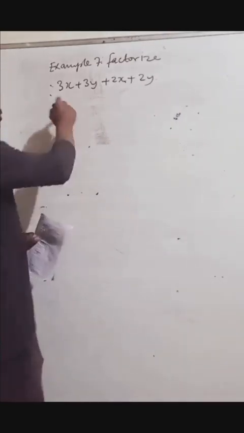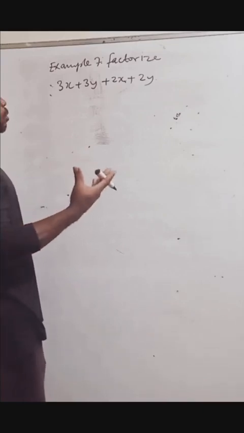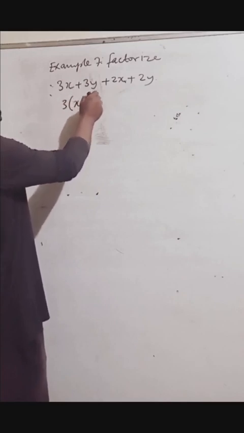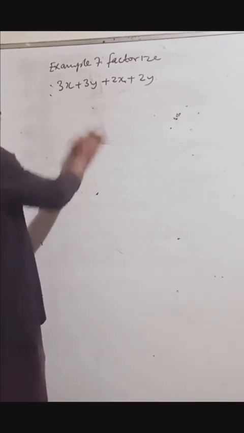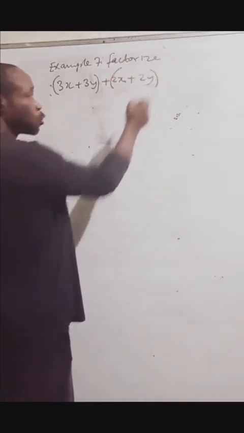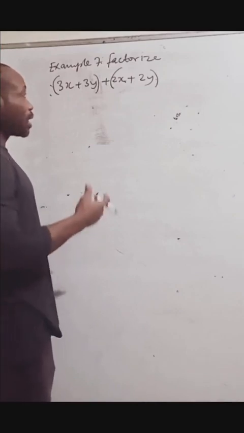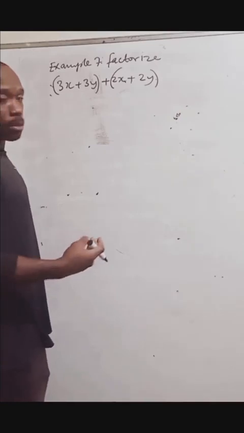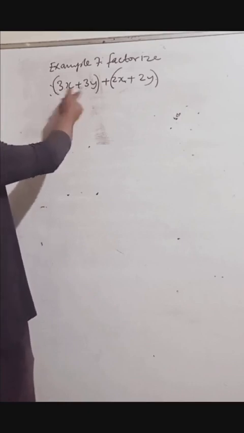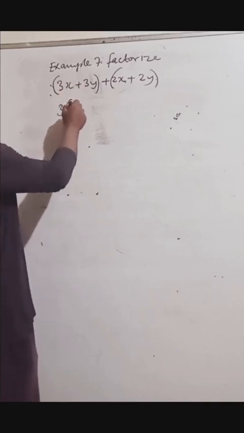So if you look through the expression, you will discover that 3x plus 3y has a common factor, and the common factor is 3. Therefore, this can be expressed as 3 multiplied by x plus y. Or what you do, first of all, you group the terms that have a common factor. So that is where the term grouping came from. You group the terms that have a common factor. And then after grouping the terms, you now factorize. So now we're going to factorize 3x plus 3y. The common factor of 3x plus 3y is 3. Therefore, this can be written as 3 multiplied by x plus y.